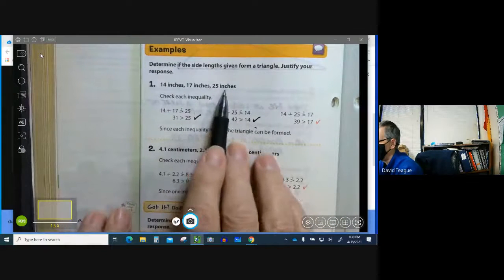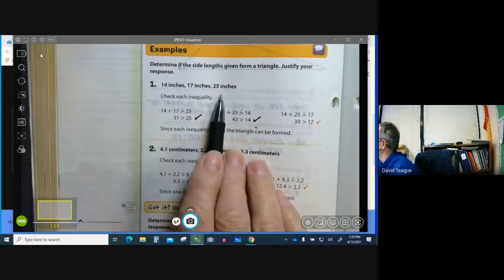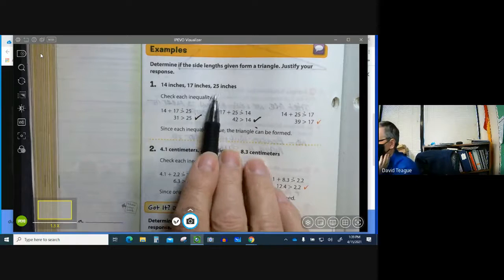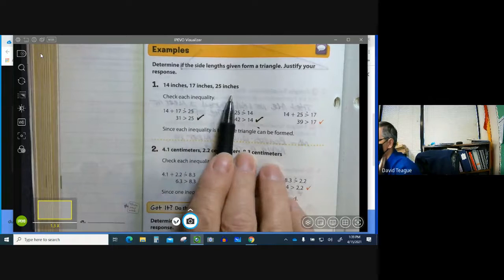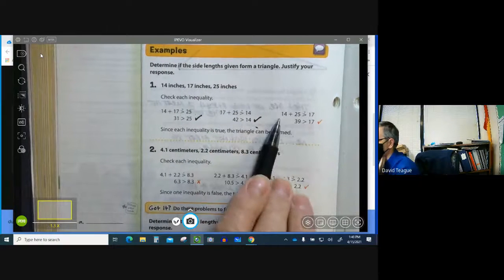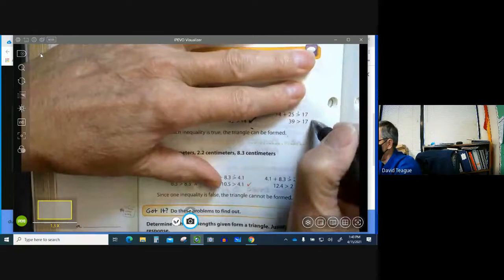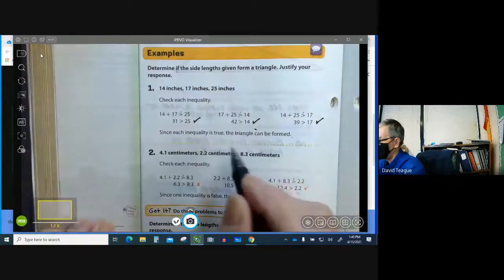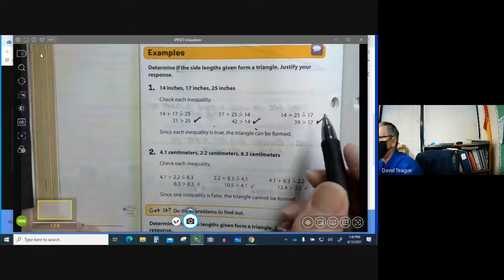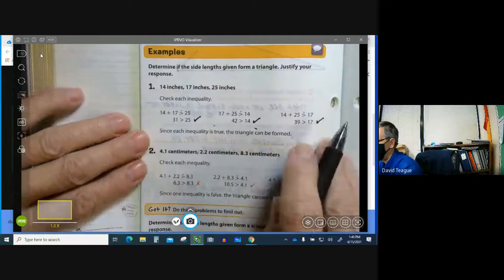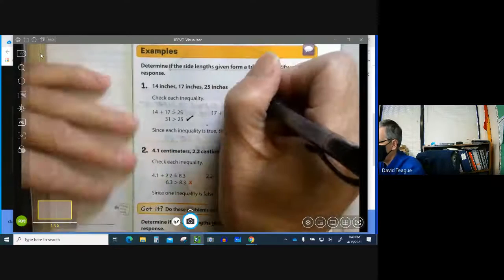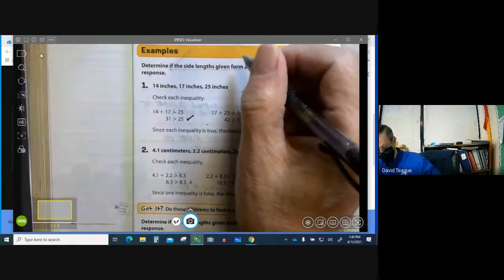Then I'm going to take 14 plus 25. Is that greater than 17? 14 plus 25 is 39. 39 is greater than 17. So all those 3 conditions have been met. All 3 inequalities are true. So this is a triangle.